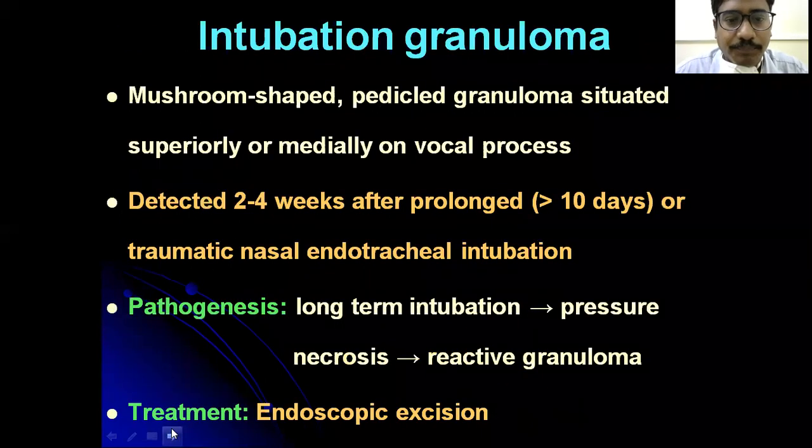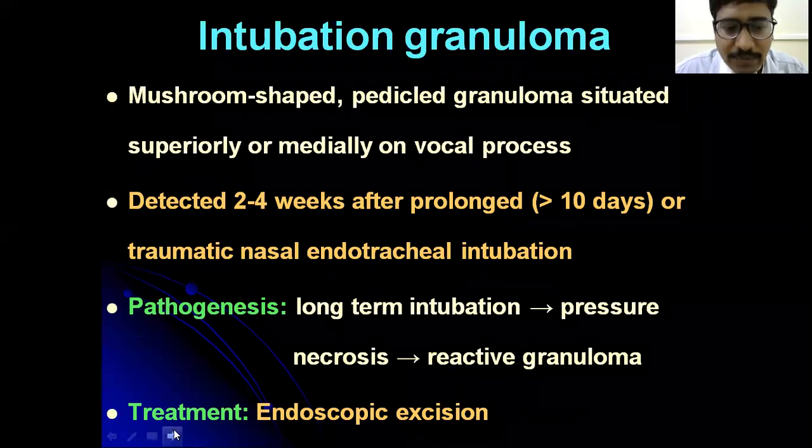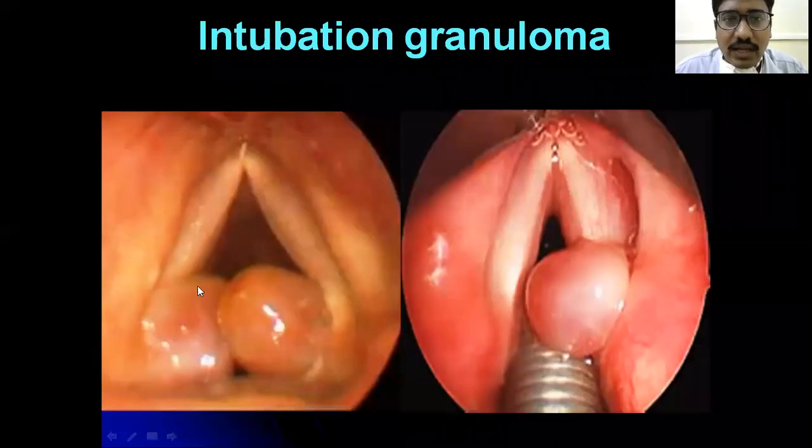Okay. See, with endoscopic excision or microlaryngeal surgery, we can remove it because this is a mushroom shaped lesion. It is not an ulcer. It is a mushroom shaped lesion because of proliferation of the epithelium. So now we'll talk about the intubation granuloma.